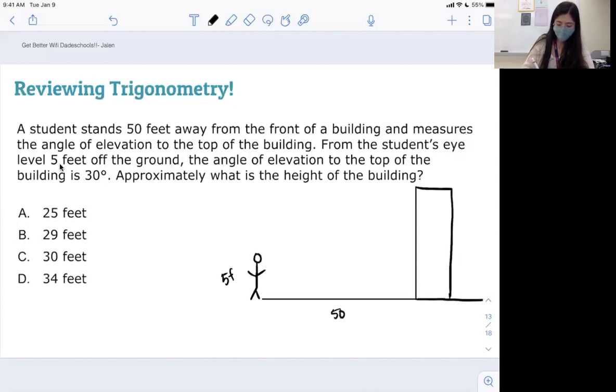How is he levitating like that? No, he's probably on the ground. No, but the eyes are 5 feet from the ground.